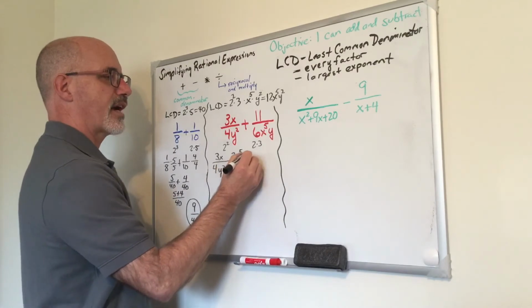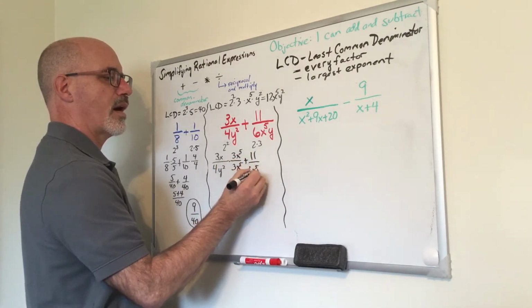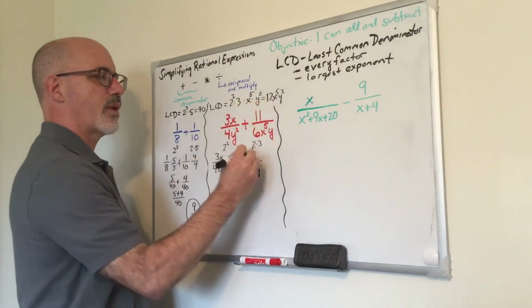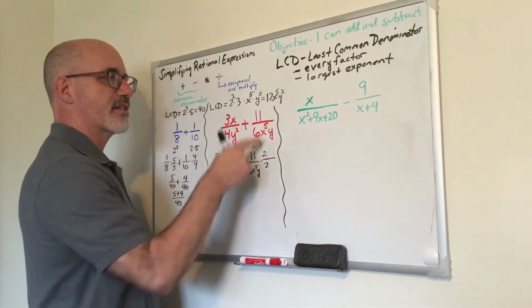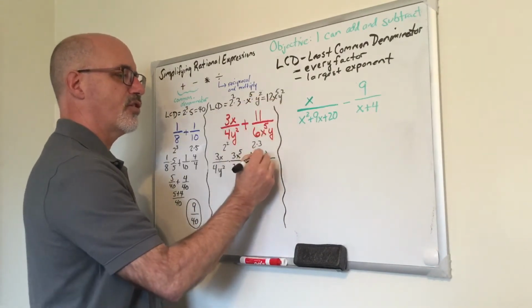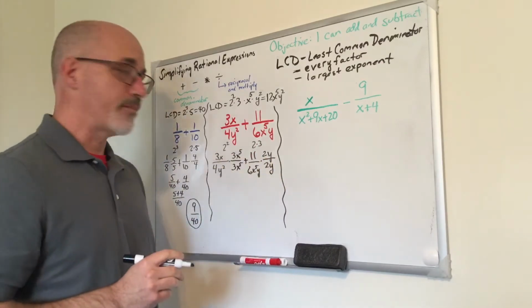The second fraction, 11 over 6x to the 5th y. Okay, I've got a 6 here. I need to get to a 12, so I'm going to make it a 2 over 2. I've got an x to the 5th, so I'm taking care of that there. I've got only one y. I need 2 factors of y, so I'm going to put a y over y for that term.